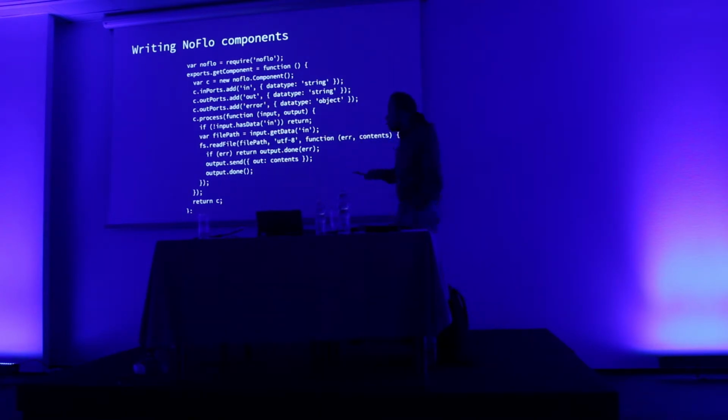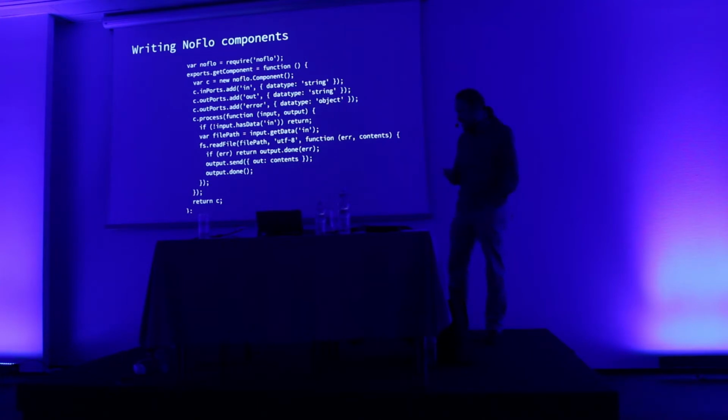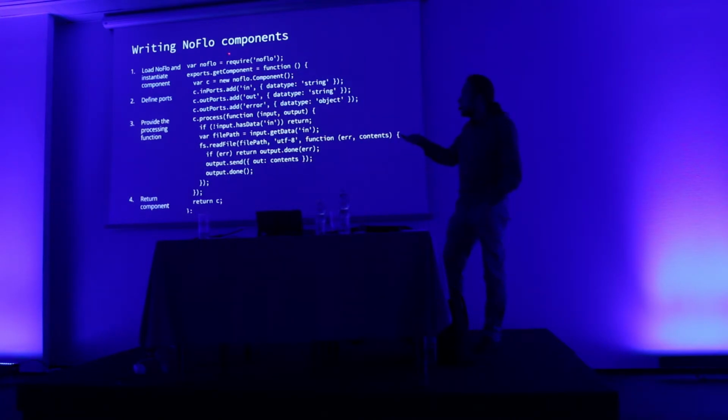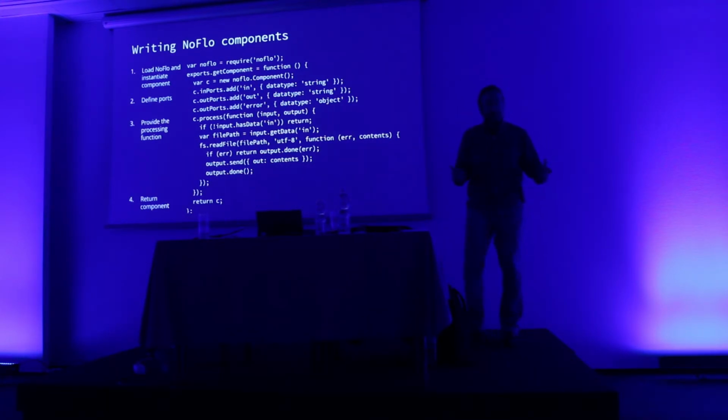Here's how you write a NoFlo component in JavaScript. To split that into areas: of course you need to load the NoFlo library, and then you instantiate the component. The public interface of a component is its ports. Here you can define some input and output ports, which are the interface that the component gives to the outside world. You can define data types. We also support defining JSON schemas if you work with more complex data structures.